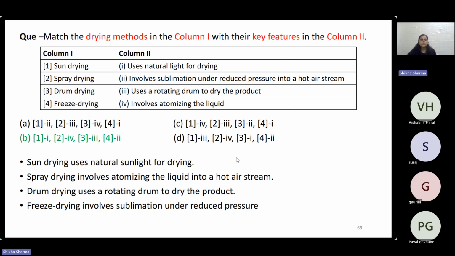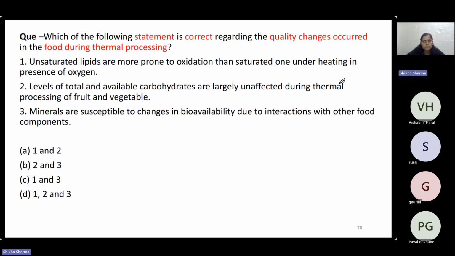Sun drying uses natural light for drying. Spray drying involves atomization of the liquid into the hot air stream. And then drum drying takes a rotating drum for drying the product. And freeze drying involves sublimation under reduced pressure. Okay, so this is the B option.